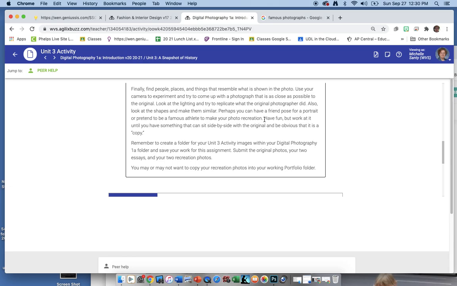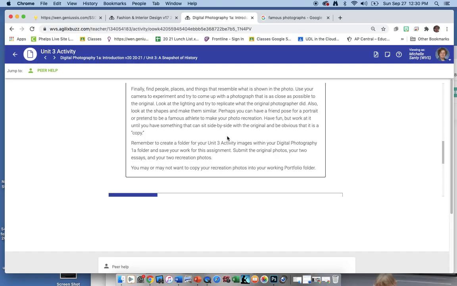So if you cannot get a friend or you don't have a family member to help you out with this, use a teddy bear, use a toy, or do a different type of photograph. All right? Like I said, if you're going to have problems recreating it, don't do that photograph. Do a different one. You want to have some fun with it, but you do want to do it so it can sit side by side with the original and be obvious that it's a copy. So you can see what the differences are, but you can also look at it and say, oh yeah, they did the same lighting, they did the same shapes.